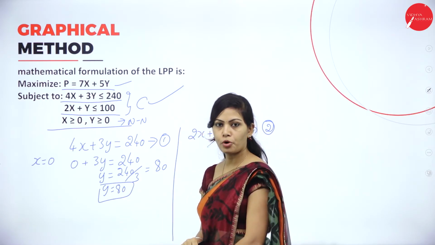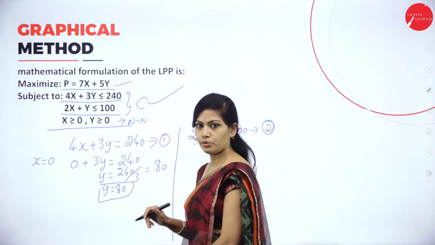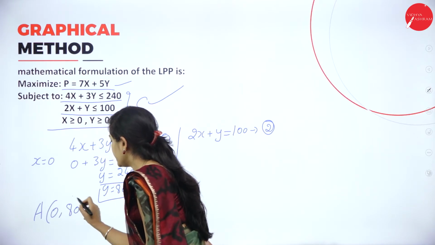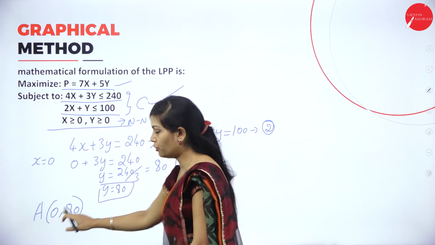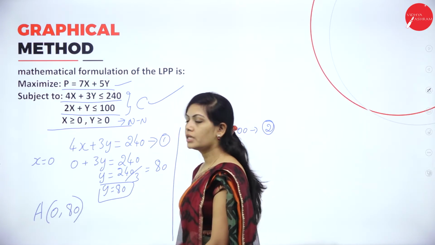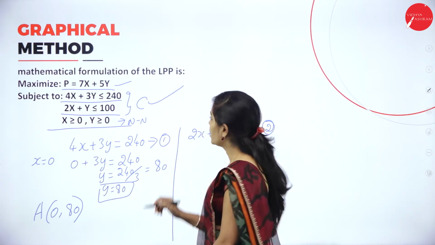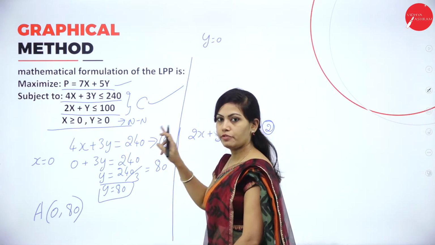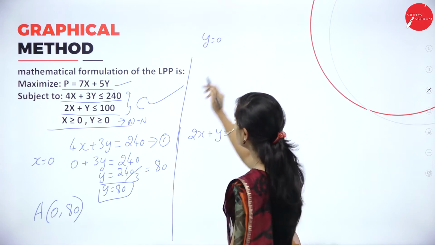From where did you get this point y is equal to 80? From the x value you got this y value. So the first point is 0, 80. First you write the x value and then the y value. In the first step, I put x is equal to 0. In the next step, put y is equal to 0 in this equation.